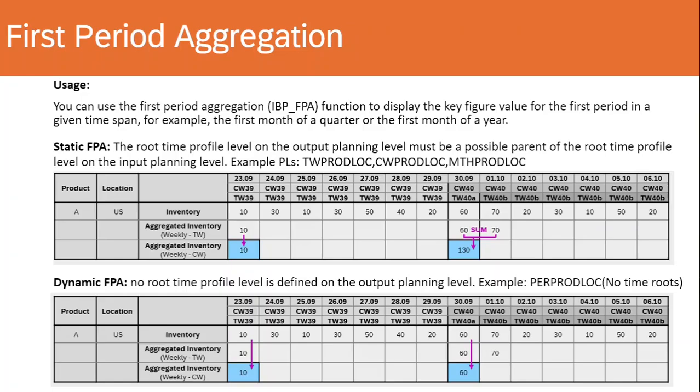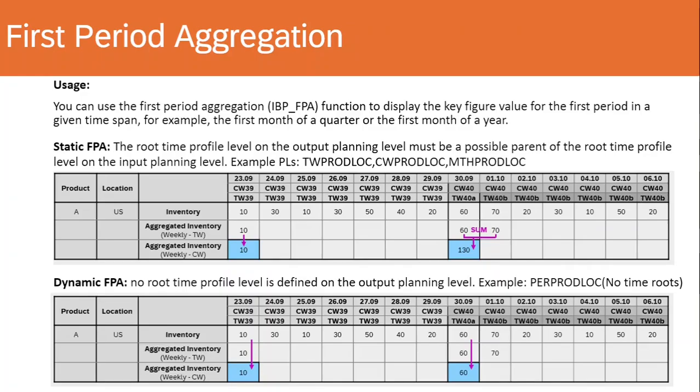So to calculate a stock at the starting of a week, starting of a month, or starting of a quarter, we use the first period aggregation concept. Now let's understand the types of first period aggregation. This is almost like your last period aggregation. There are two types of first period aggregations: one is static first period aggregation and the other one is dynamic first period aggregation.